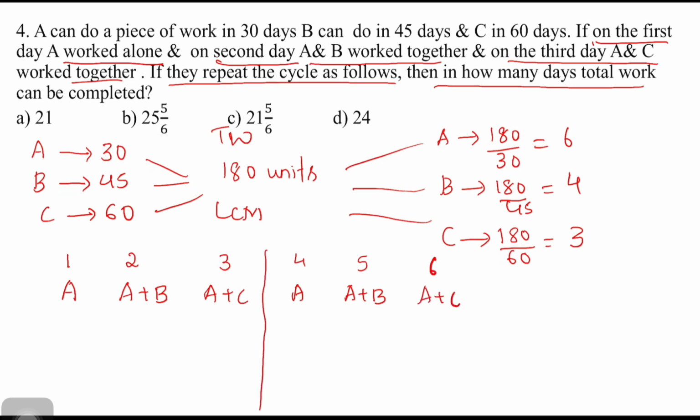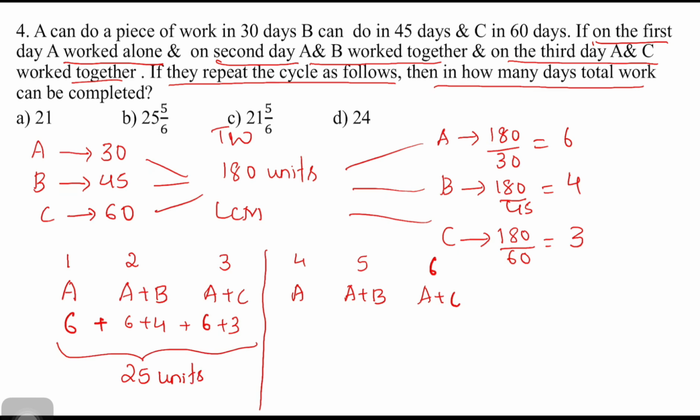So A's efficiency is 6. A plus B is 6 plus 4. A plus C is 6 plus 3. So totally how much work they are completing in 3 days? So 6 plus 6 plus 4 plus 6 plus 3 is how much? 10, 9, 19 plus 6 is 25 units. So that means in 3 days 25 units is completing.